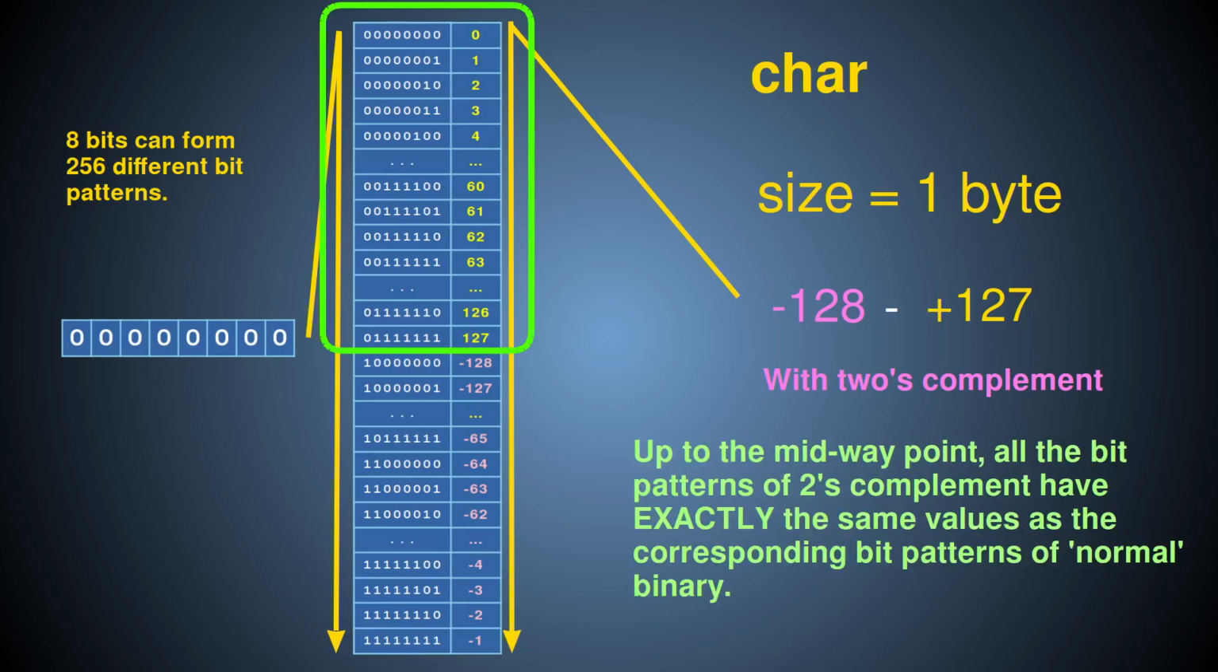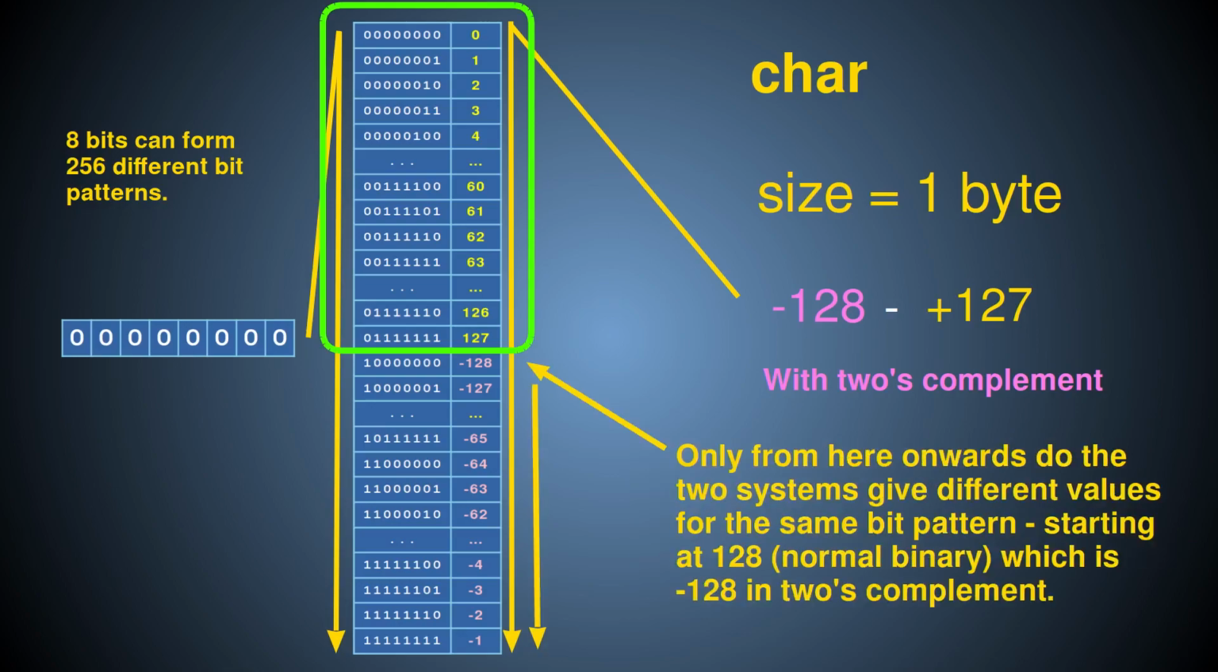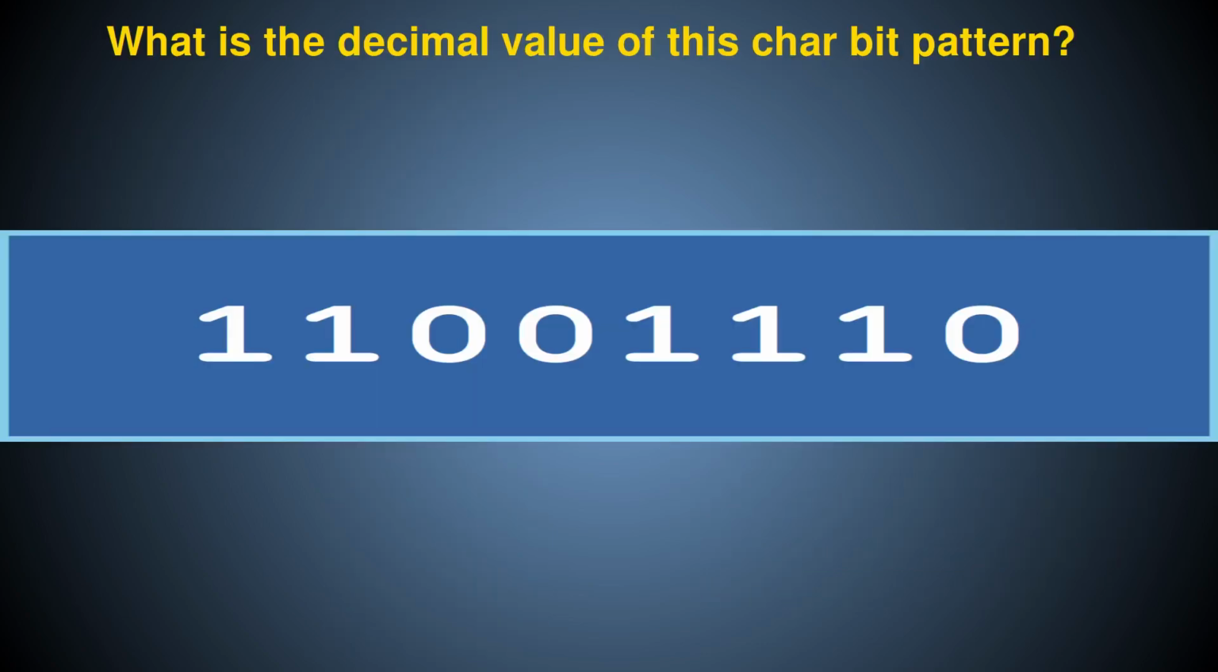Also note that all the range of positive values and 0 give exactly the same bit pattern across all the bits, whether using ordinary binary or 2's complement. They differ only once you reach the midway point, which, for a single byte, is 128 and above. So now you can see that this bit pattern here can mean 2 different values. If interpreted in simple binary, it has the value 175. But if interpreted in 2's complement, it has the value -81.